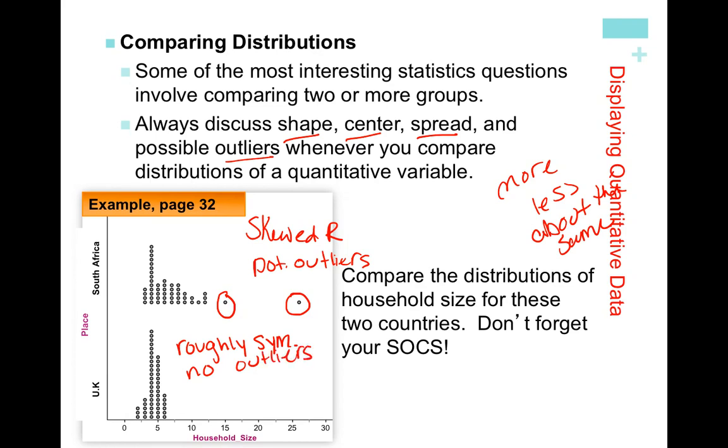And then in terms of finding the center, we can do so in the same way. We can find the median value in both groups, just roughly estimating so that I'm not counting up all of those points. It looks like our median value in South Africa might be somewhere around 7, whereas here maybe around 4.